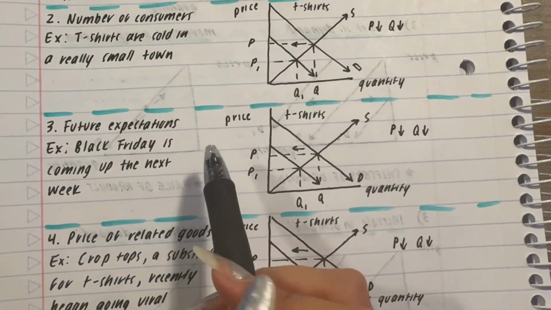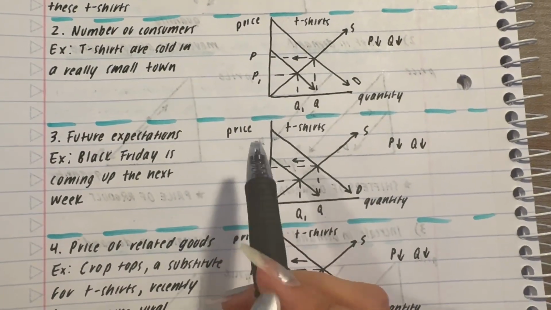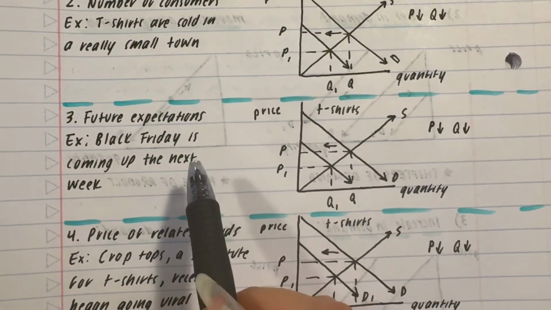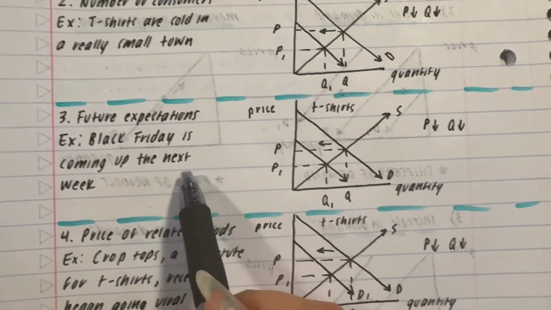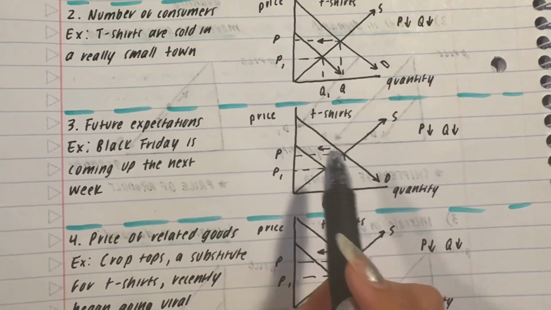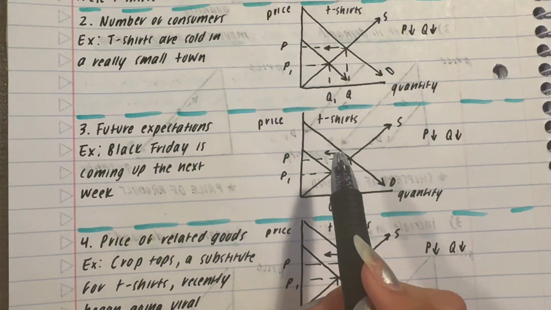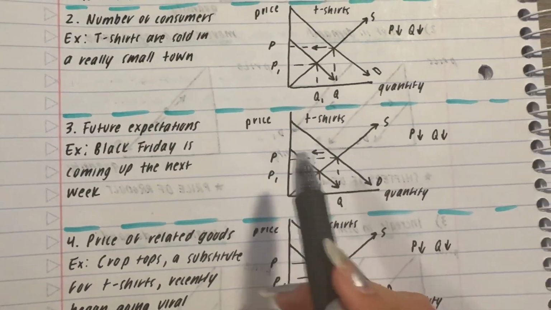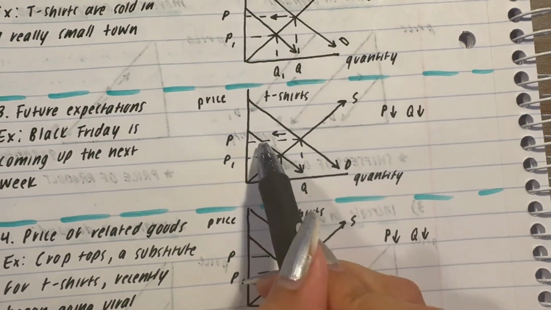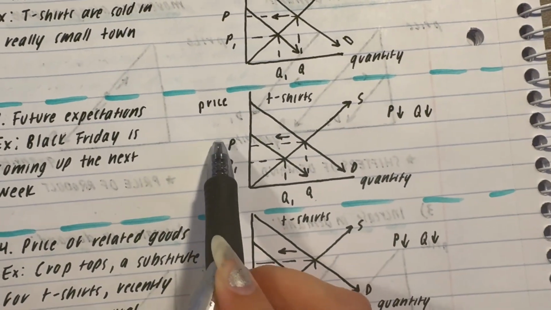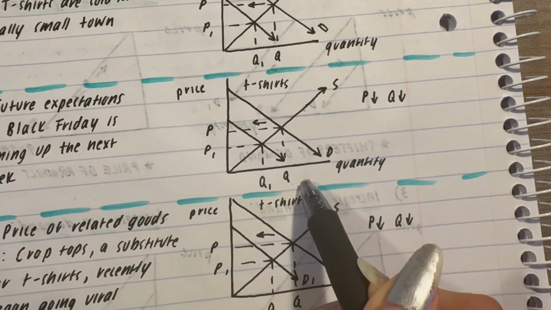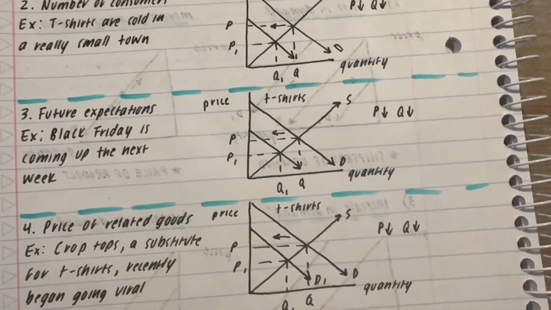For future expectations, this is how consumers know that in the possible future the prices are going to be raised or lowered. The example I had was Black Friday is coming up next week, meaning that the demand is actually going to dip the week before Thanksgiving week because they know that the prices are going to be lowered. So they're not going to want to buy everything that could be bought later at a much lower price. Here the demand line is going to shift to the left, and the original price is going to move down or decrease, and the original quantity is going to move left, or also decrease.